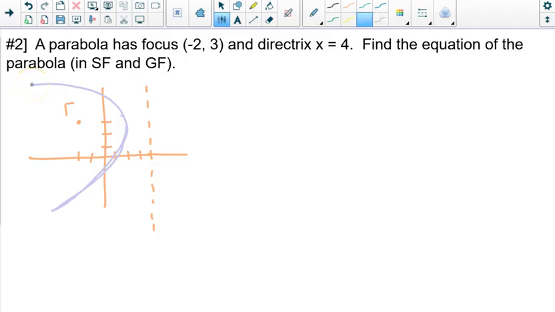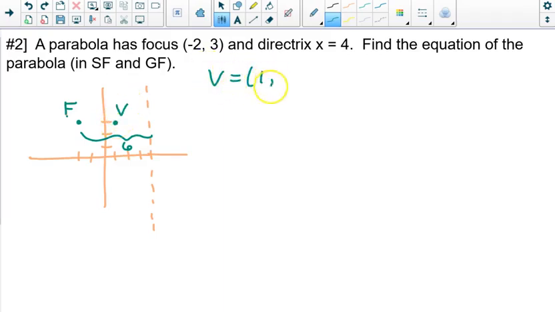Something like that. Maybe I'll wait and draw that after I find my vertex. So let's see. The distance from the focus to the directrix is 6. So halfway in between those points, we should find our vertex. So the vertex is at (1, 3), the same height as the focus.